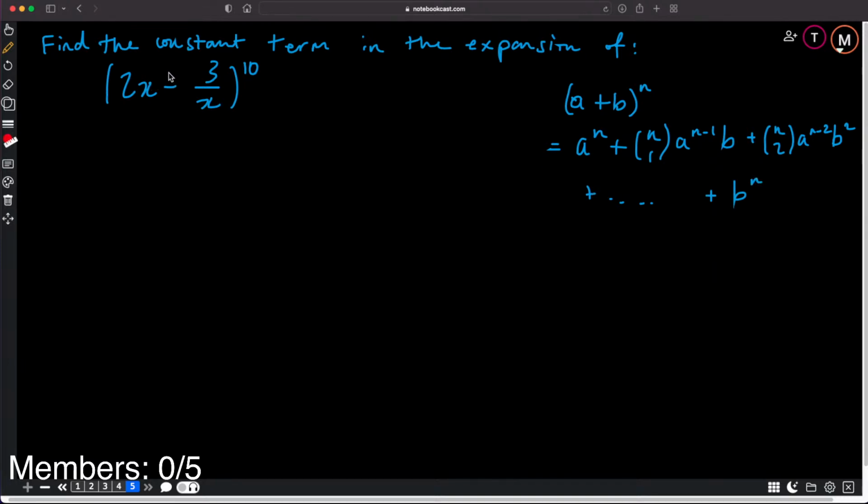So basically what I'm thinking about is what term here would we have such that we have 3 on x to the same power, I guess, as 2 to the x. So that would be where they're both to the power of 5, I'm guessing.